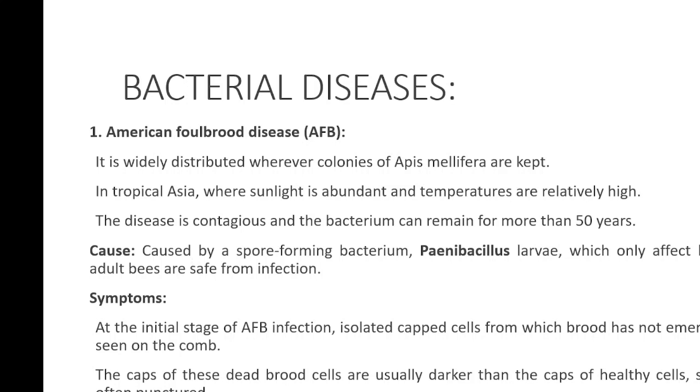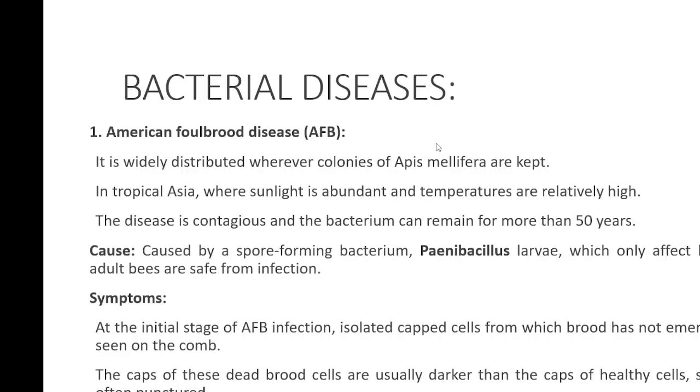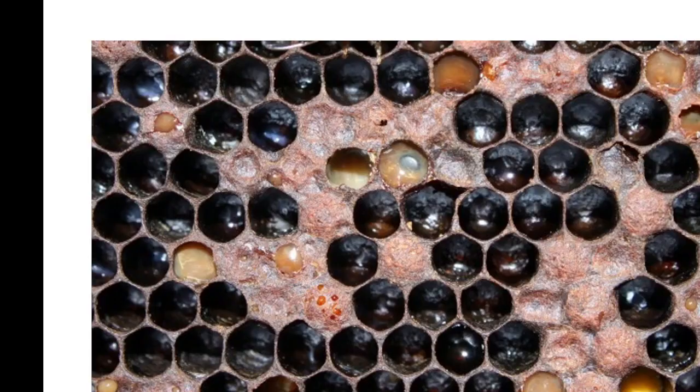So, caps of these dead brood cells are usually darker than caps of the healthy cells, sunken and often punctured. Punctured means there will be some holes. That is the meaning. So, this is the overall appearance of this American foul brood disease.